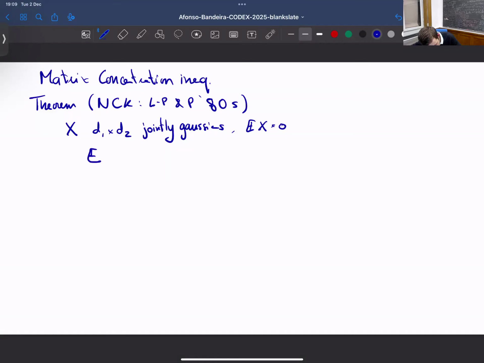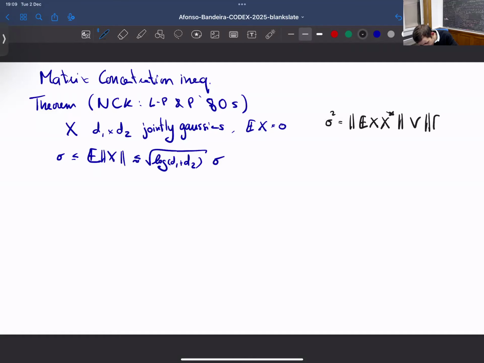The expected value of the spectral norm of the matrix is always between this parameter sigma and, up to a constant, root log of, let's say, d1 plus d2, times sigma. And what is the sigma? The sigma is the following. Sigma squared is equal to the maximum between this quantity and this quantity.